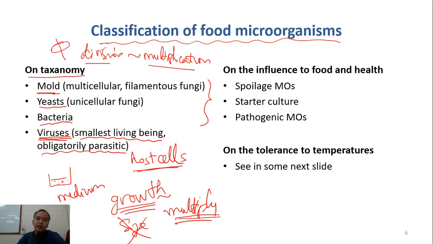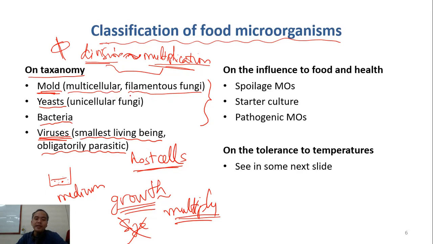So in microbiology, the word division has the same meaning as multiplication. This is strange but true. They divide the cells, but they increase in number. Okay, so now we go back somewhere here. Mold is the largest in size of these four. They are multicellular and filamentous fungi.